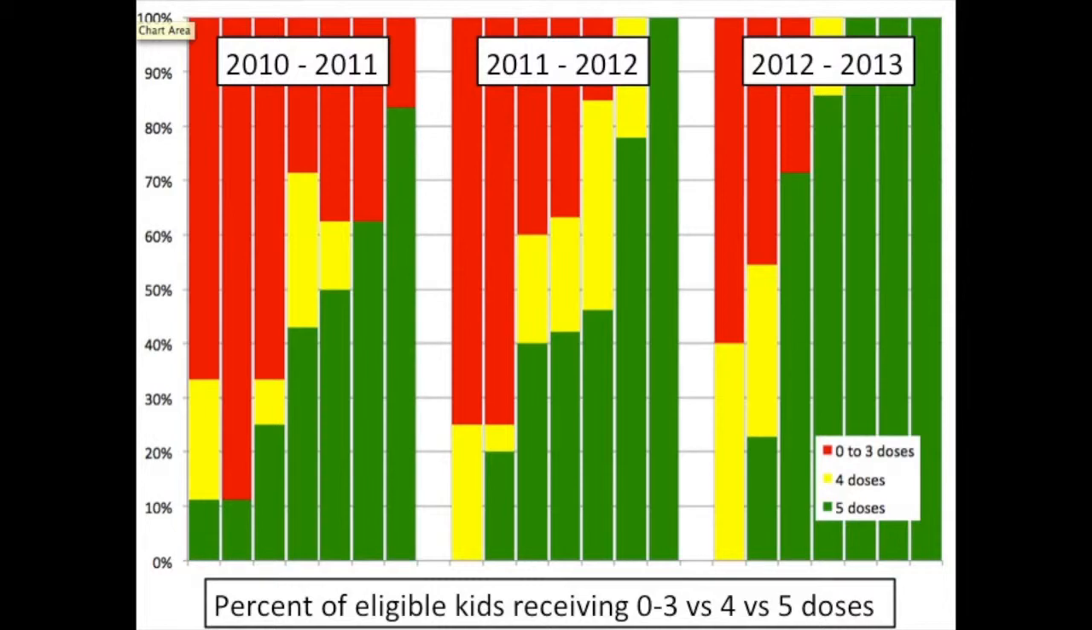Green is good, yellow is less good, and red means that the children got 3 or fewer doses. So green means that they got 5 doses. And we looked at the 7 biggest practices who had the largest cohorts of eligible premature infants. And we looked at it and said, okay, the first season, about 50-50. Next season, a little bit better. And then the third season, really a lot more green.